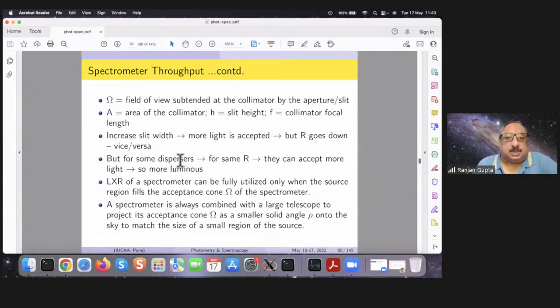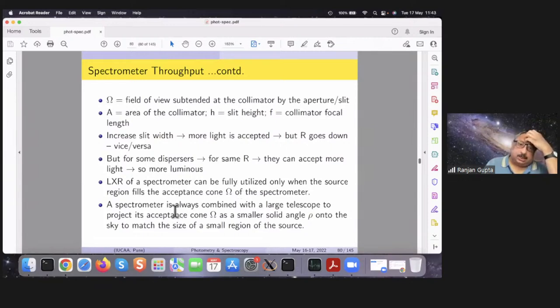But for some dispersers, as I said, for the same resolution, they can accept more light. So they are more luminous. Now you can get a hint about this word luminous. In this context it is actually the throughput of the instrument, which in French, the direct translation is étendue. So L cross R will be fully utilized for such an instrument.